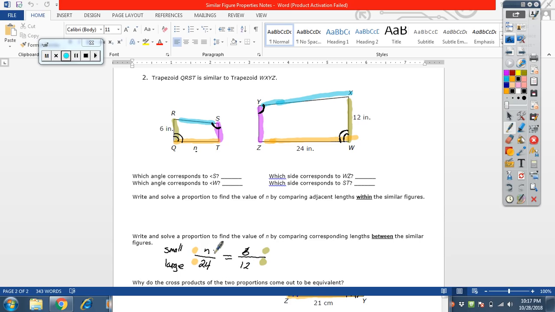Now find the cross products. 12 times n, 6 times 24. And then divide by 12.